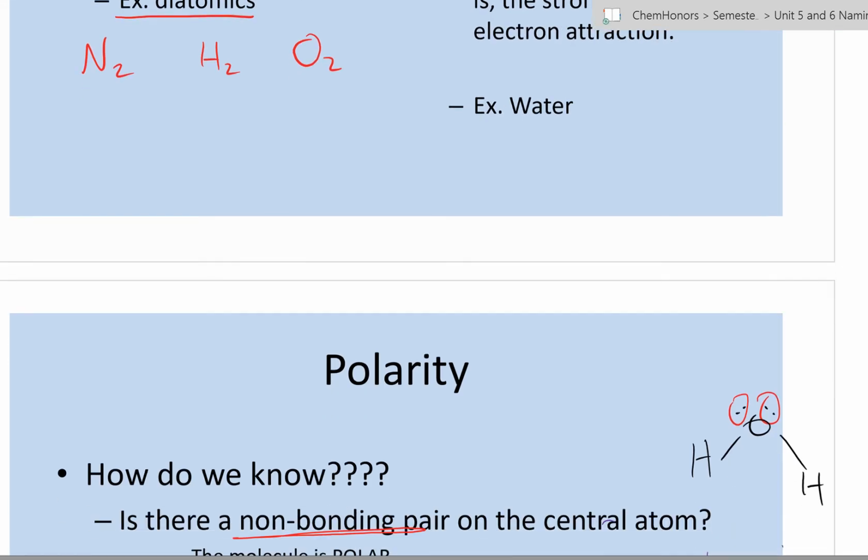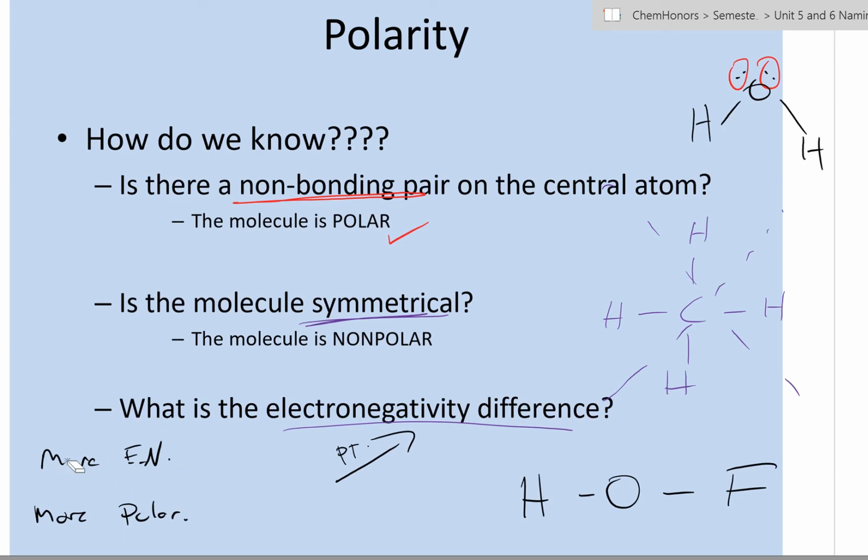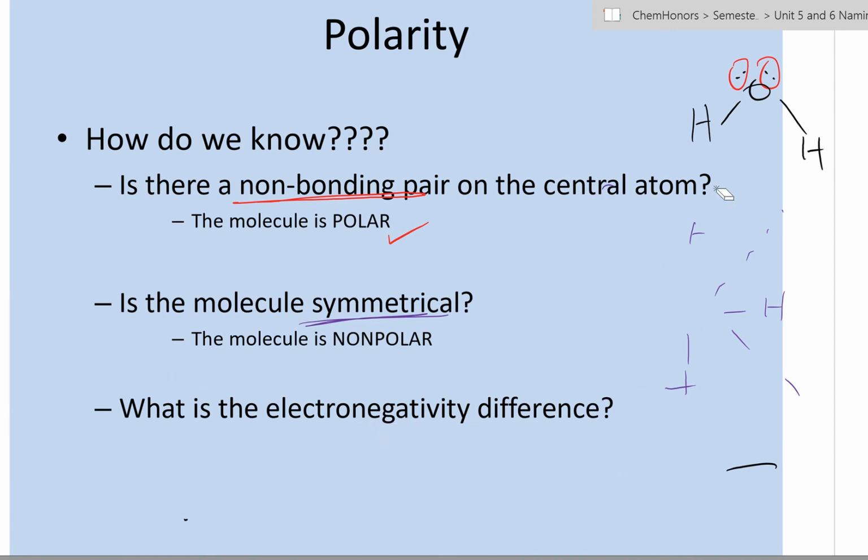So how do we know if something is polar or nonpolar, and how can we determine polarity? And these are my notes from earlier. We'll make these a little bit neater this time. So there are a couple of main things that tell us if something is polar or nonpolar.